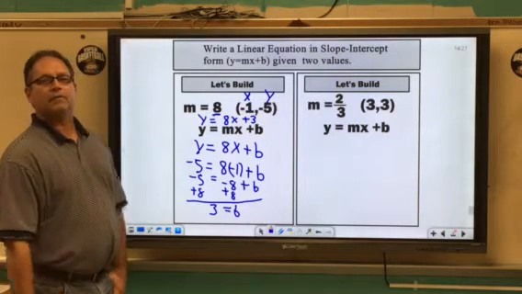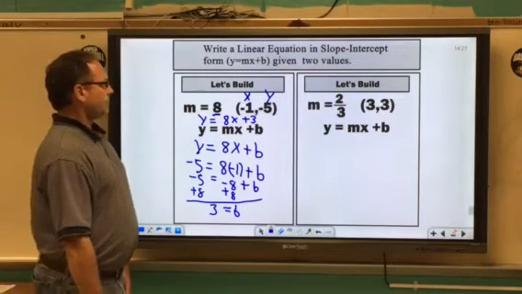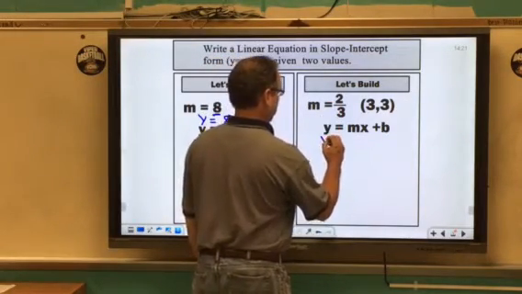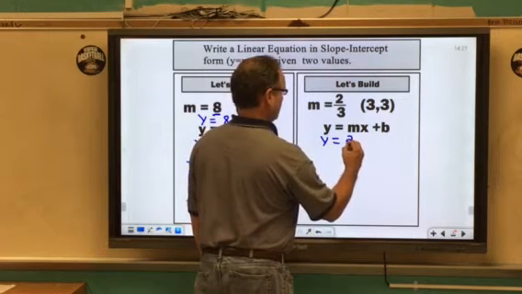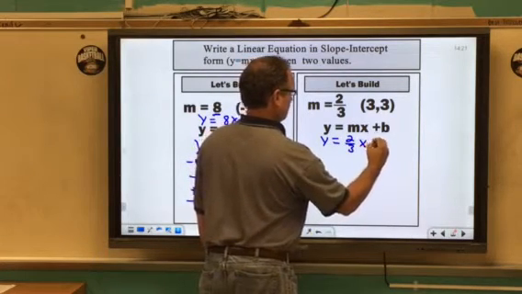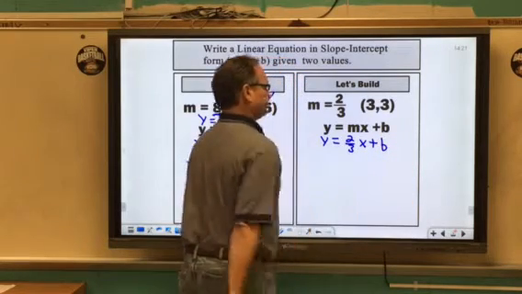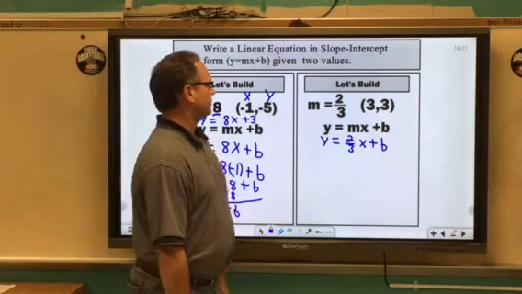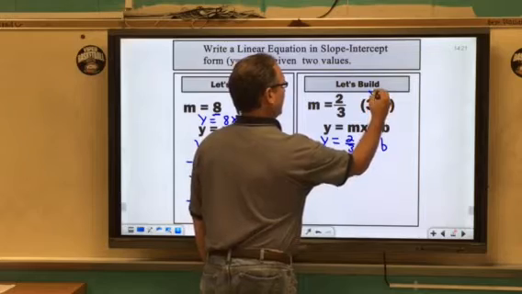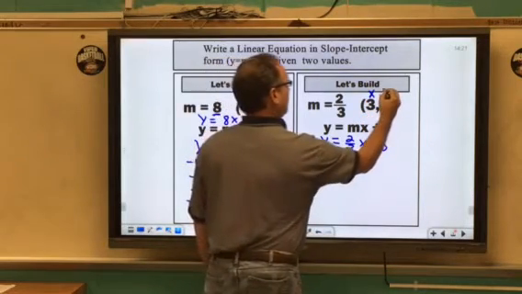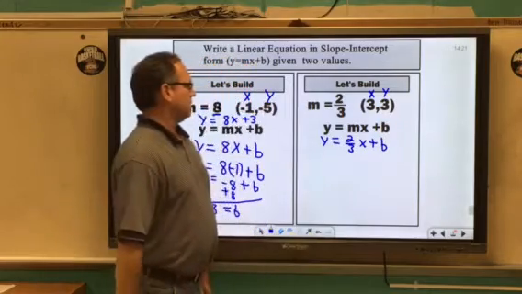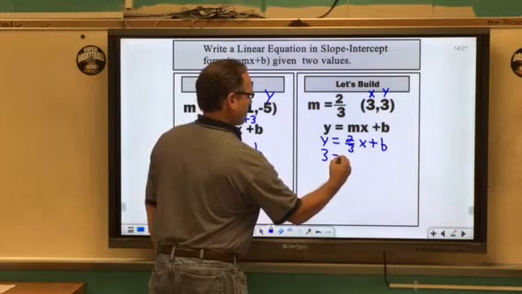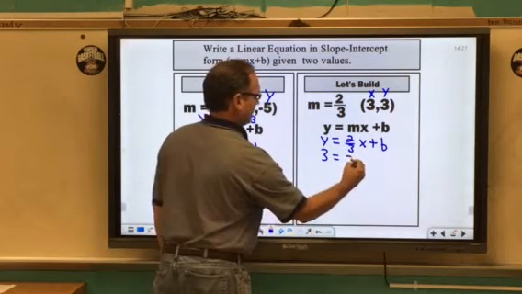Let's take a look at another one now. Okay. So again, we're going to start off by taking the 2/3, putting that in for the slope. Again, we are missing what? We're missing b. However, we got a little help here. We have the x value, which is 3, and the y value, which is 3. So we will go ahead and plug the 3 in for the y. We will plug the 3 in for the x.